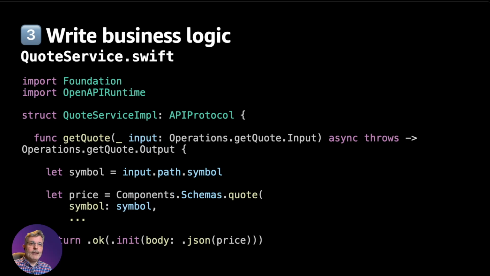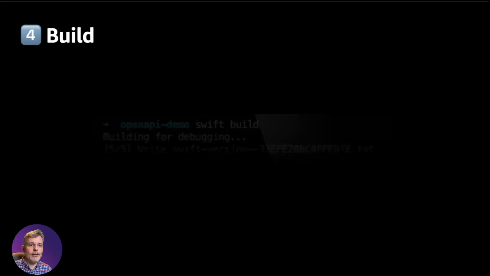On the code side, I just have to import OpenAPIRuntime. I write a struct, I implement the API protocol, and that protocol has one function for every operation in my OpenAPI Swagger file. Remember, in my Swagger file, I had a getQuote operation. So it generates inside the protocol a getQuote that takes an input and gives an output. It's asynchronous and might throw. And the input and the output represent the input parameter and the output parameter. This is also generated based on the OpenAPI Swagger definition.